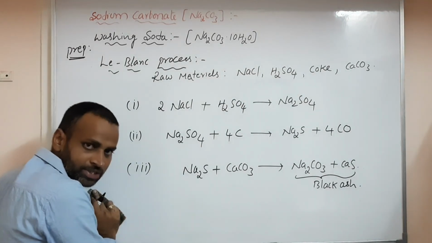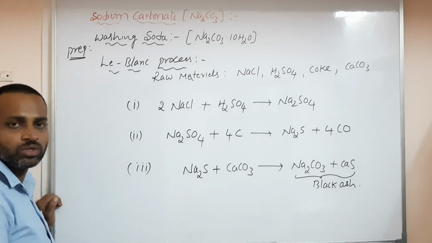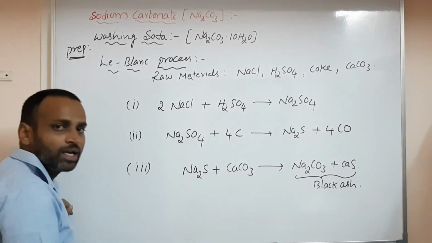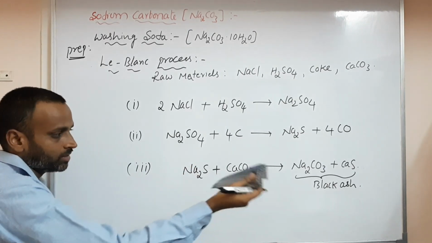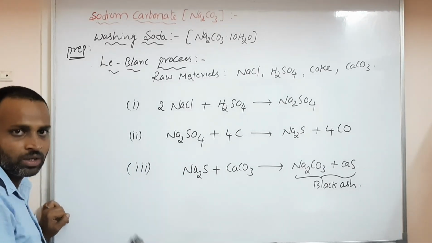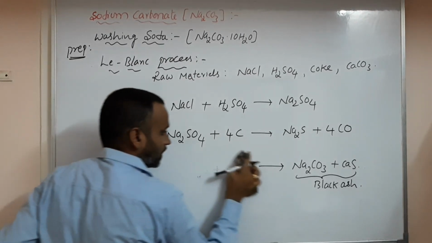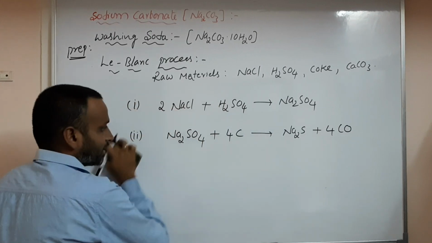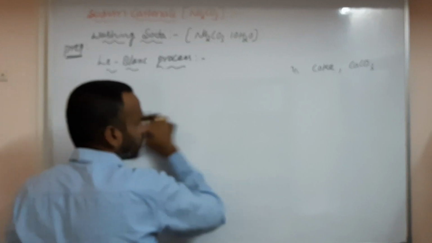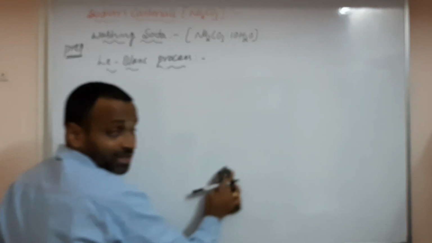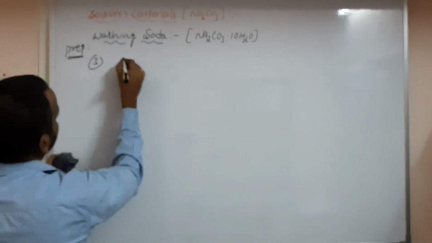Actually, one more preparation is there, that is electrolysis of brine. Sir, electrolysis of brine solution gives NaOH, no sir? Yes, NaOH is formed through that. If you send carbon dioxide, then you will get Na2CO3. So there are a total of 3 processes. The first one, as I said, is Solvay's process, the second one is the Leblanc process, and the third one is electrolysis of brine followed by passing carbon dioxide.